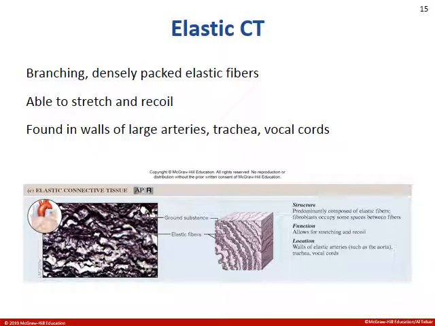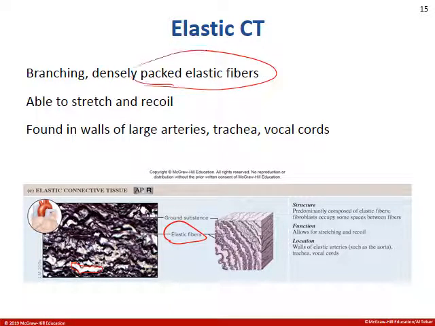And now we have elastic connective tissue. So you can see there's white space here, so there is some ground substance that's visible, but you still see a lot of fibers, right? A lot of closely packed fibers. Although this time we're going to see more elastic fibers. So densely packed elastic fibers, and remember what's great about elastic tissue, not only does it stretch, but it recoils. You're going to find this in large arteries like your aorta, your trachea, your vocal cords. So here they're showing you in the aorta.